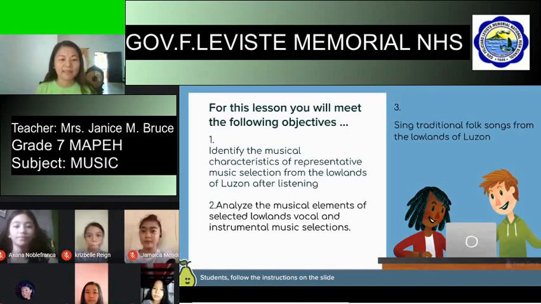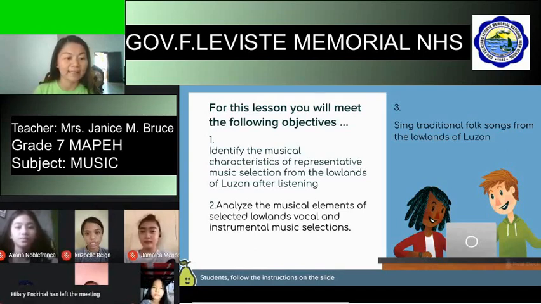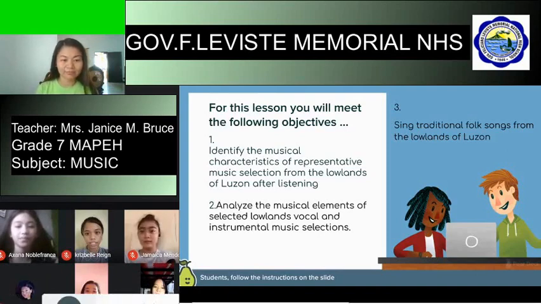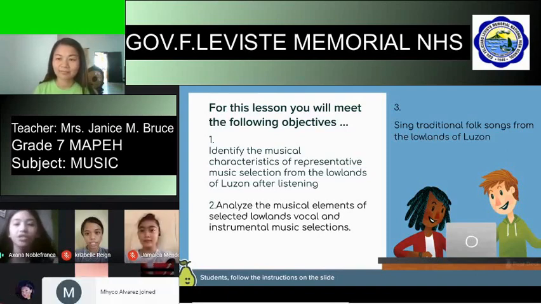Second, Chrisbel, can you read that for me? Analyze the musical elements of selected lowlands vocal and instrumental music selections. And the third will be Aksana. Sing traditional folk songs from the lowlands of Luzon.